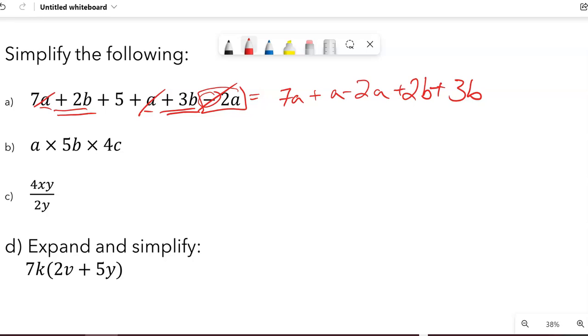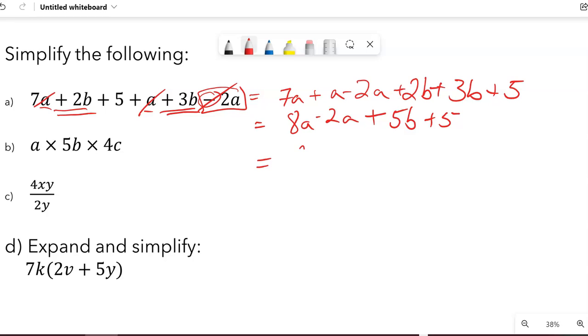And then I've got a 5, and a 5 is called a constant, so I don't have any A's or B's to go with that, so I can't really add them together. So let's work it out. I've got 7A plus 1A equals 8A. I still have minus 2A plus 2B plus 3B. They can be added together to be 5B plus 5. And I'll just continue working that out.